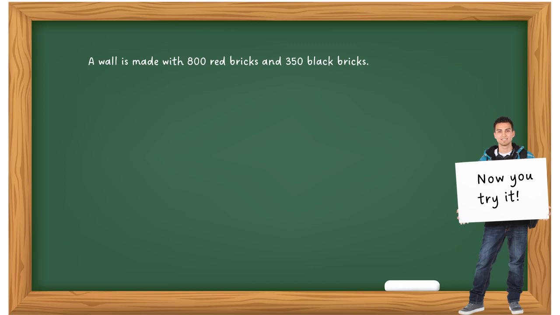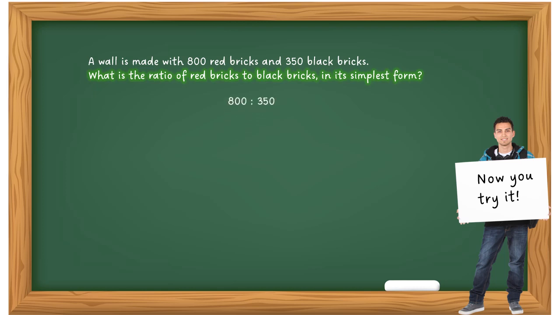Okay, so now you try it. A wall is made with 800 red bricks and 350 black bricks. What is the ratio of red bricks to black bricks in its simplest form? Pause the video, see how you got on. How did you do? Just follow the rules as before. You can see now it simplifies down to 16 to 7.